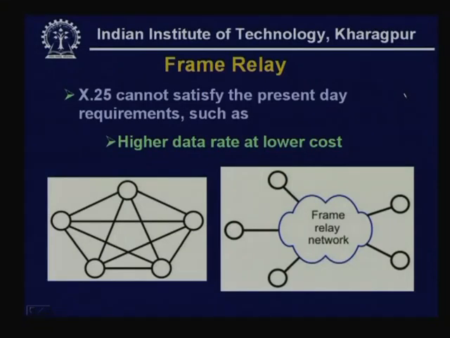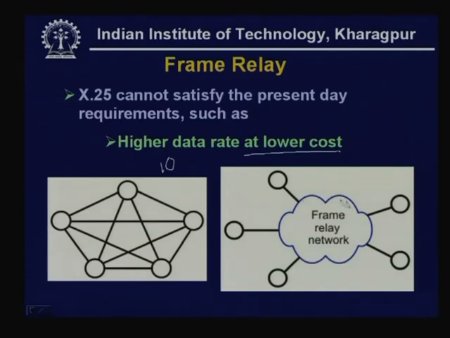That ushered in the development of a faster packet switch network known as frame relay, and we shall discuss it now. As I mentioned, X.25 cannot satisfy present day requirements such as higher data rate at lower cost. For example, if you use an X.25 network, since it is point-to-point communication, if 4 stations want to communicate with each other, we have to set up this kind of point-to-point links. So, if there are 5 nodes which want to communicate with each other, you will require 10 different links. This can be avoided in a frame relay network.